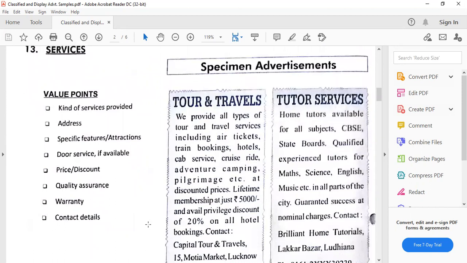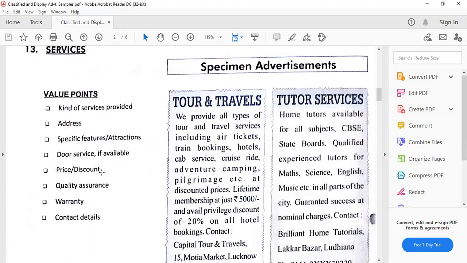classified services, in which the points which you must keep in mind: kind of services provided, address, specific features, attractions, door service if available, as you nowadays have स्विगी और अदर मेंबर्स जो हैं आपके जोमेटो, वो आपको घर में ही चीज़ें पहुंचा देते हैं, that is Amazon और बहुत सी Flipkart, they provide you services at home only, that can also be mentioned.